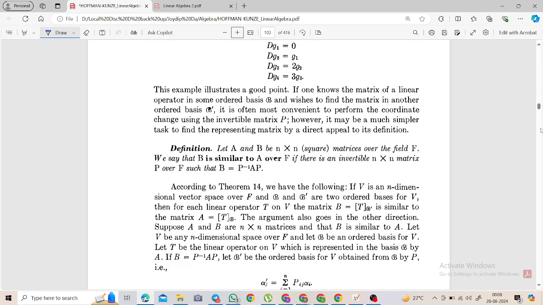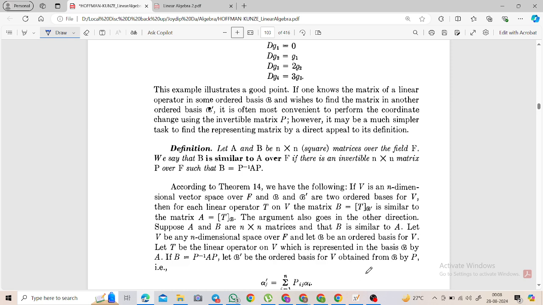Okay, this is a very important thing I think here. Read this thing please. According to theorem 14, we have the following: if V is an n-dimensional vector space over F, beta and beta prime are two ordered bases of V, just what I told you. Then the matrix of T with respect to beta prime is similar to the matrix of T with respect to beta. The argument also goes in the other direction. You see, they have just written what I was saying.